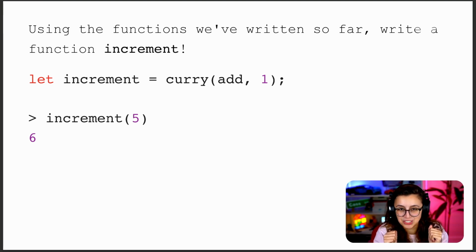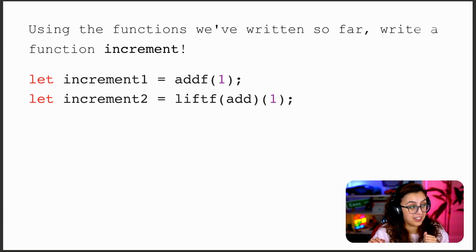Okay, assuming we are back now, these are a couple of the options that you could have done. First of all, you could have done that addf and then just 1 right there and assign it to increment1. I just called it increment1 and 2 to differentiate between them. So every time we call increment1 with a parameter, it would increase it. And then the other one with liftf, we take in that add function and then we put a 1 at the end and we're just increasing it by 1. And so whenever we call increment2 with a value, it will return that increased thing.